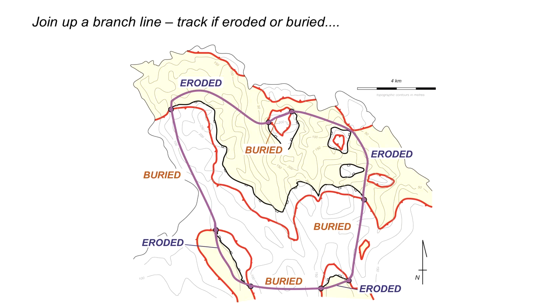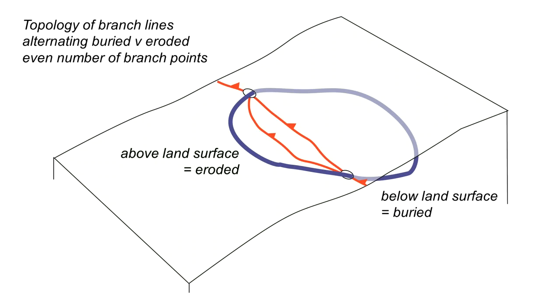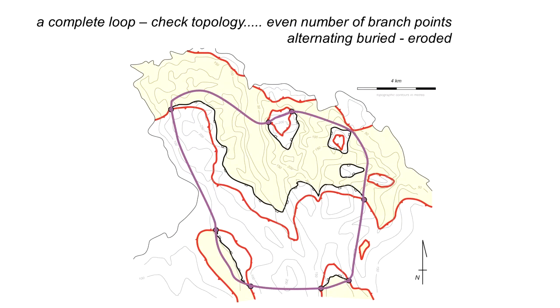So we're now going to check these behaviors, the topological constraints. Remember, there should be an alternating buried versus eroded segment behavior and therefore an even number of branch points on our map. Well, let's check. So let's check first of all the even number of branch points. We can count them off. 1, 2, 3, 4, 5, 6, 7, 8. Yep, that's it. So 8, an even number of branch points. So that check has worked.